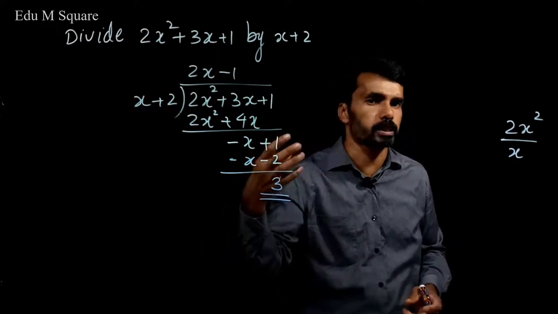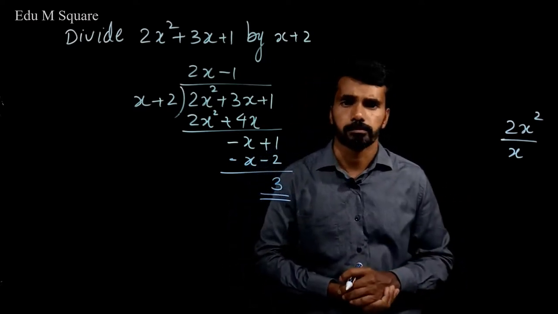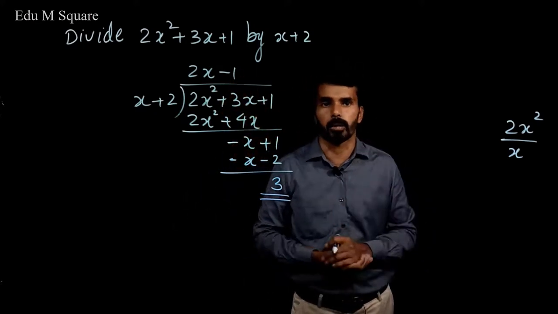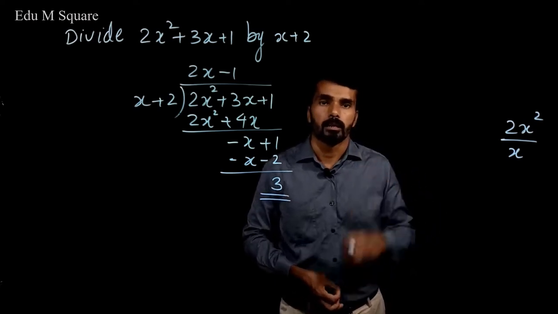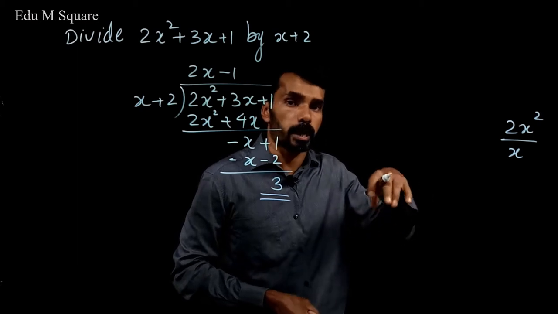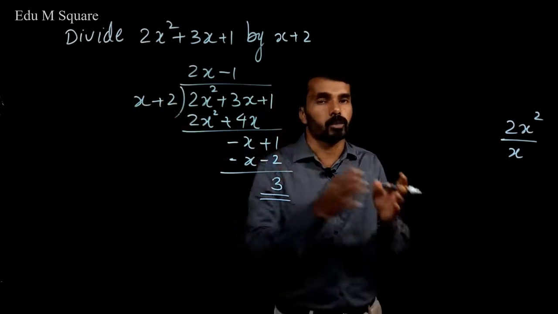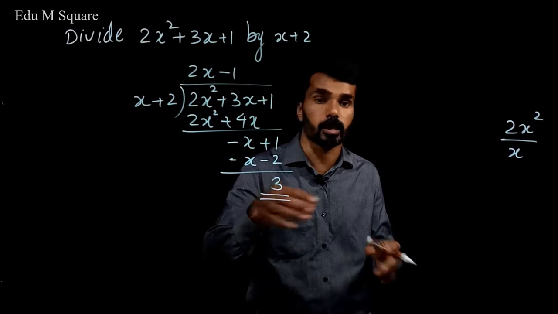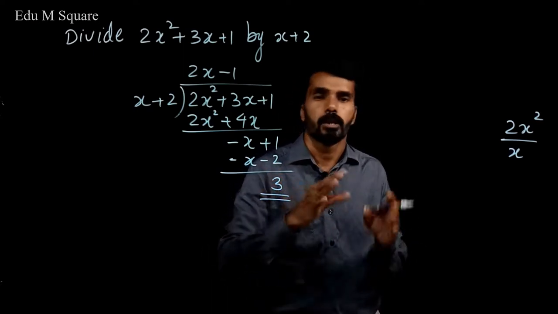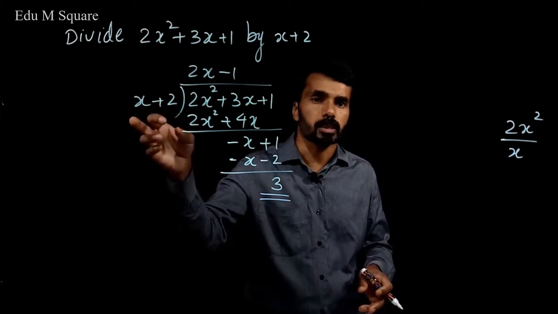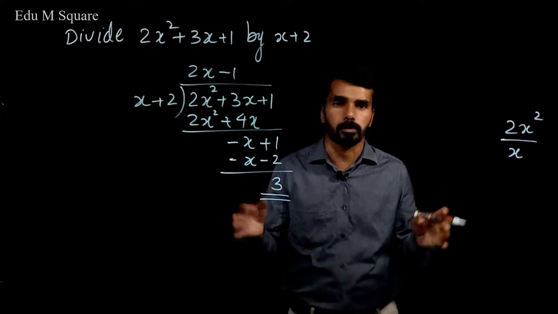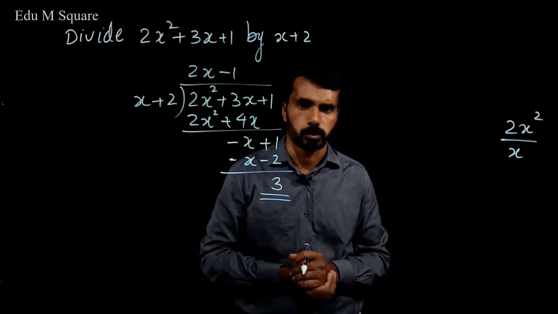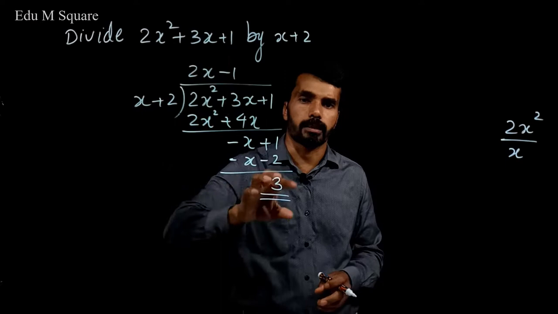Now we check. Can we proceed the division process further? No. That is, we stop this division process. Either we get a 0 remainder or we check the degree of the remainder. If the degree of the remainder is less than the degree of the divisor, we stop the division process there. Here the degree of the remainder is 3, that is, the degree of this 3 is 0. So here it is less than 1. So we stop the division process there. That is, by dividing 2x square plus 3x plus 1 by x plus 2, we get the quotient 2x minus 1 and the remainder 3.